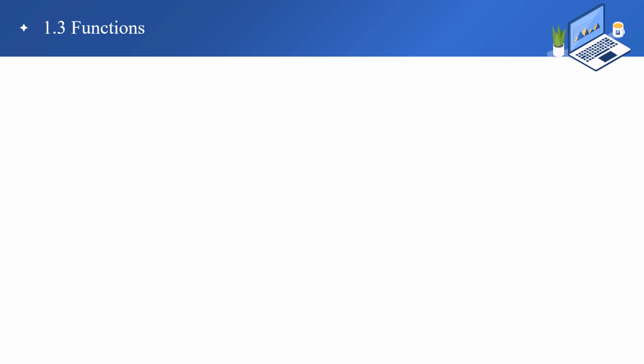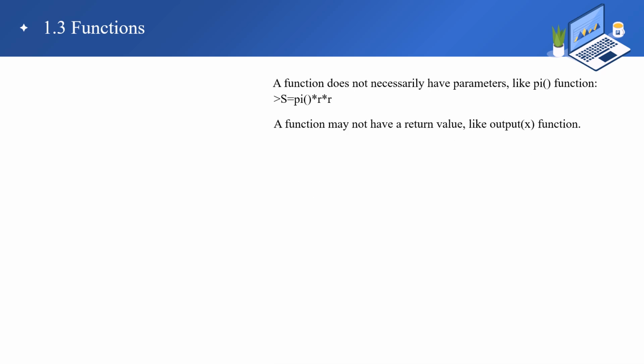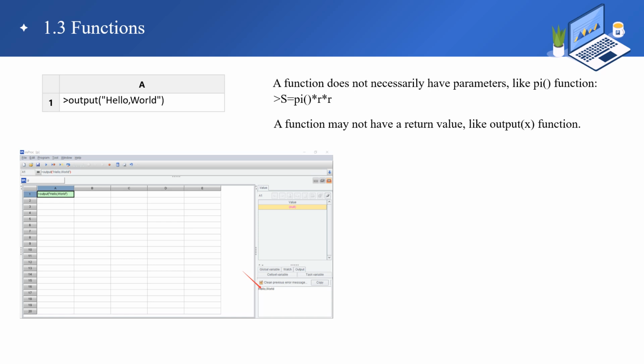A function does not necessarily have parameters. The SPL function pi(), for instance, returns pi only. To calculate the area of a circle, we use the code s=pi()*r*r. A function may not have a return value, like the output(x) function. Execute the code and we can view hello world in the right bottom section on the interface.